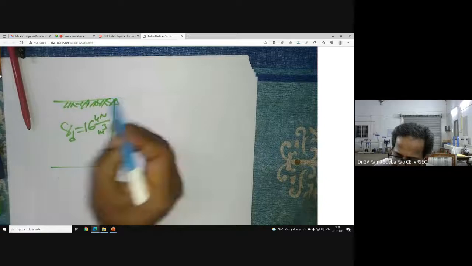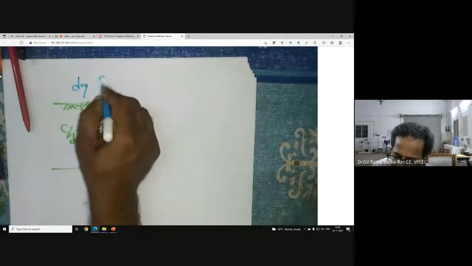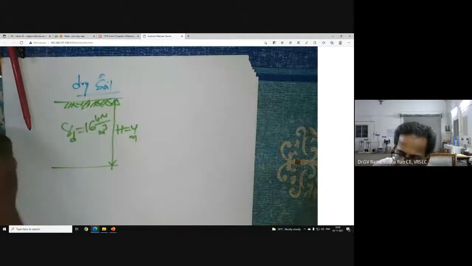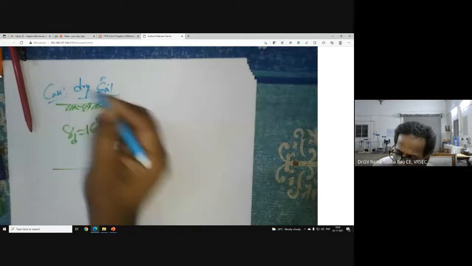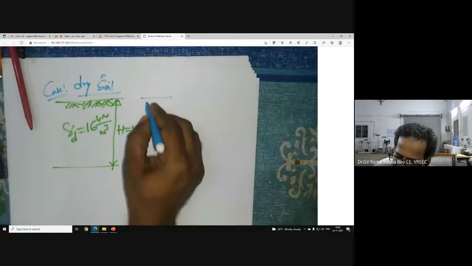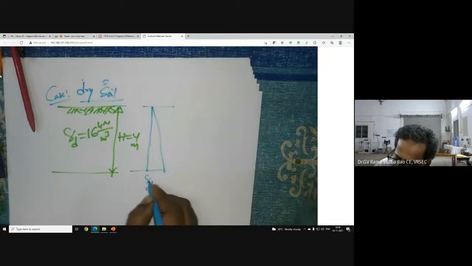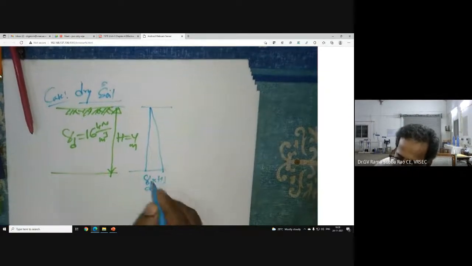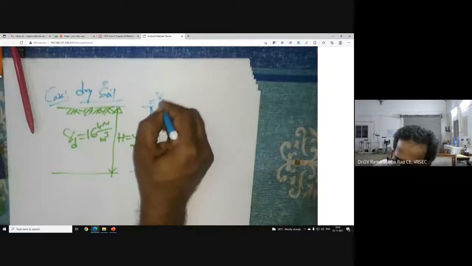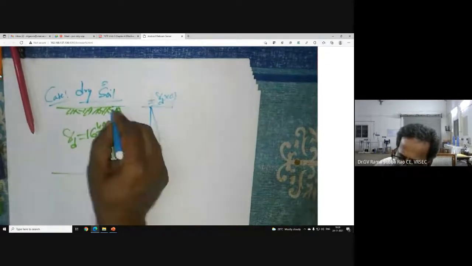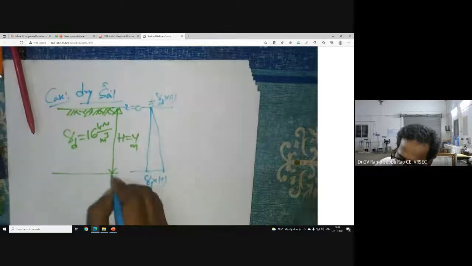No water table. Now, this is dry soil. The case is very interesting. That is the present case. Now here you see, anybody ready to tell me now? Here you see we have gamma d into h. Here it is gamma d into 0, because depth is 0. Here z is 0. Here z is equal to h.